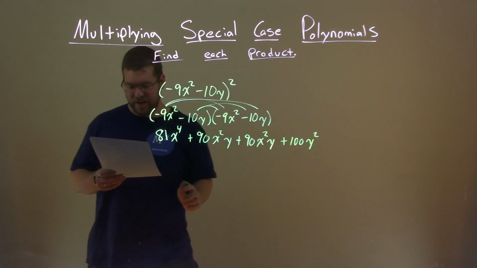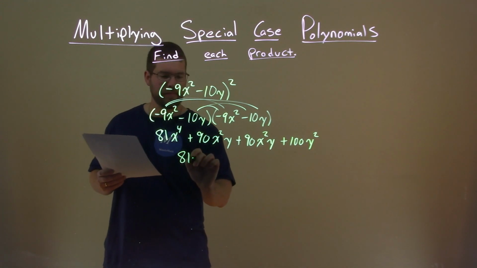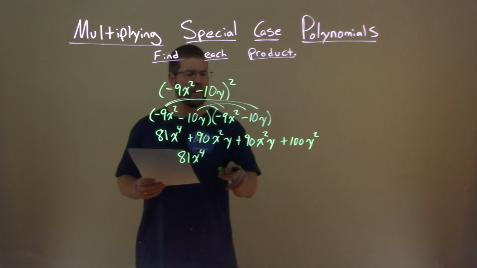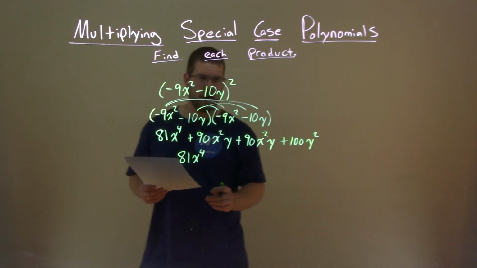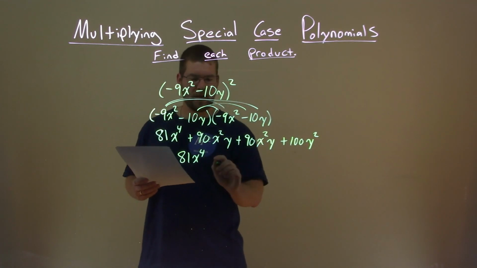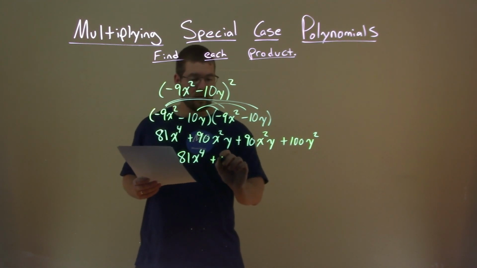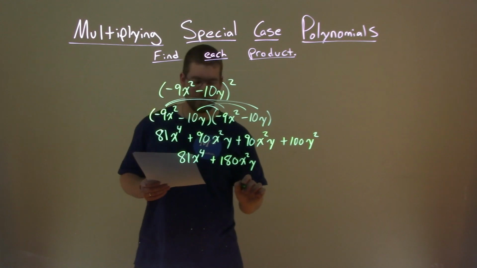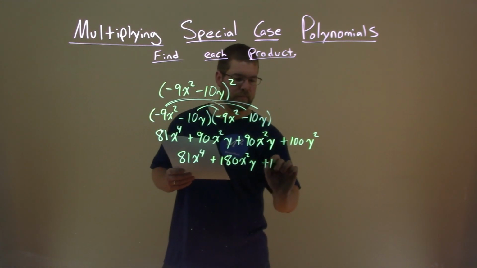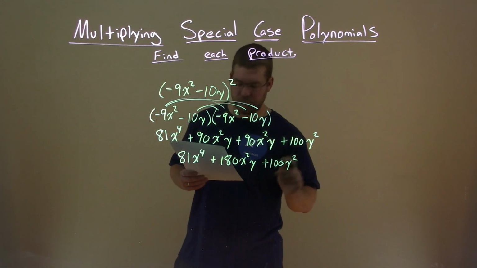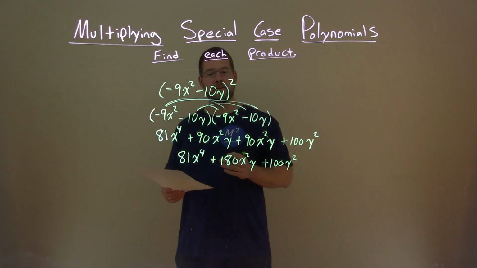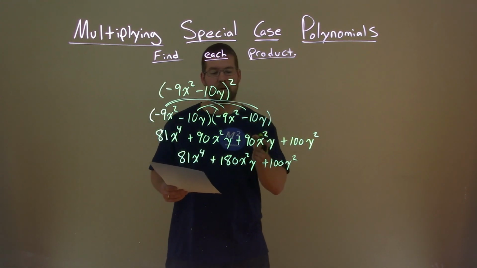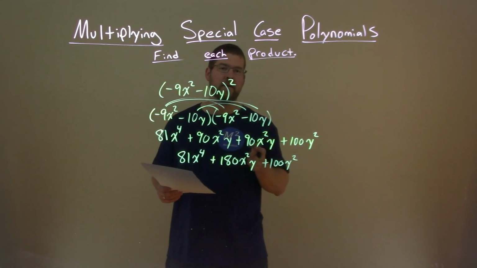So I'm just going to leave that down and bring it here. 81x to the 4th power. But the inside, we have 90x squared y plus 90x squared y. They are like terms. We add the 90s. 90 plus 90 is 180. And we have x squared y here. We bring down the 100y squared, and we have our final answer here now of 81x to the 4th power plus 180x squared y plus 100y squared.